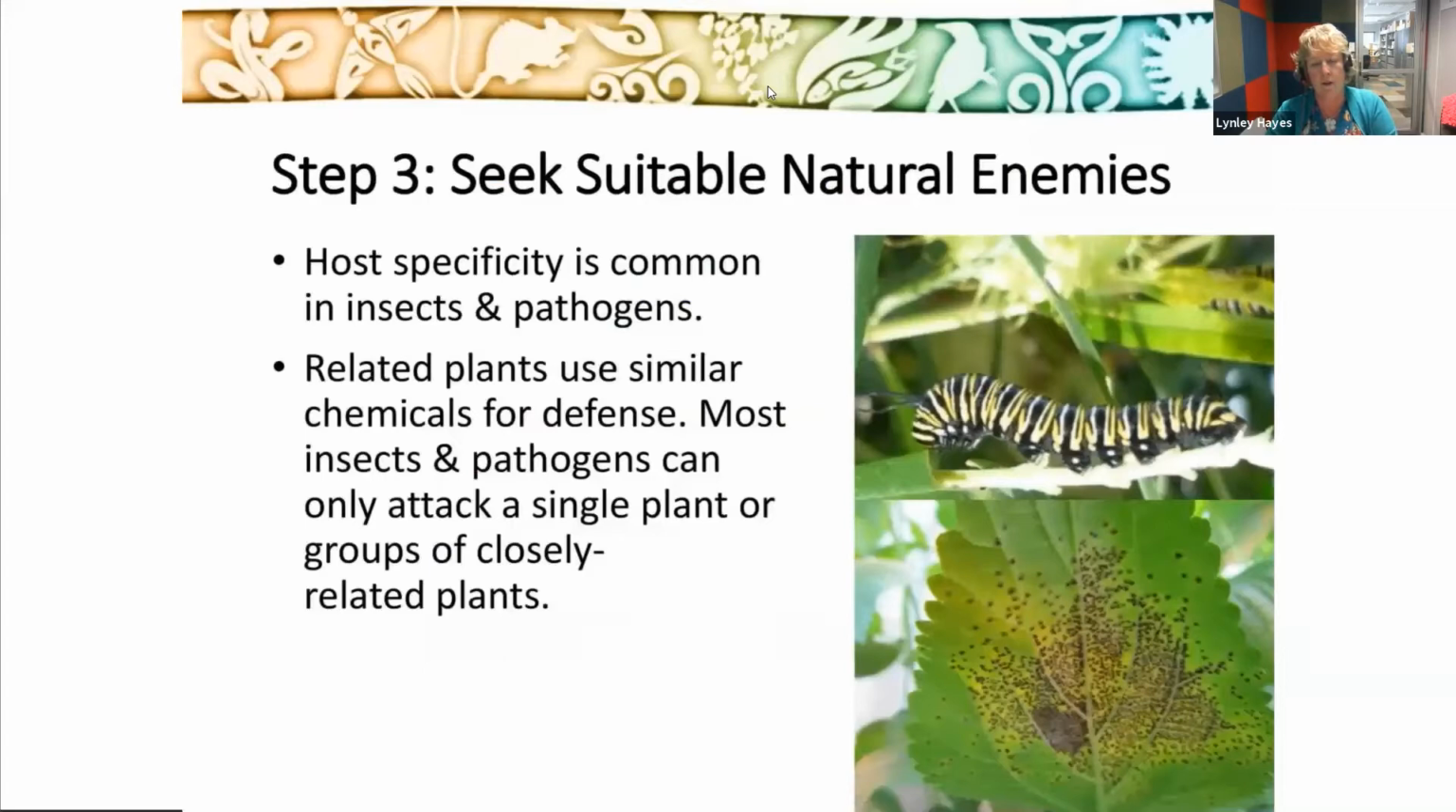So first of all, something that most people in the world don't know is that what we call host specificity is common in insects and pathogens. So that means most insects and most plant diseases are specialized on one host or a group of closely related plants. Most insects and diseases in the world can't attack every single plant or lots of different plants.